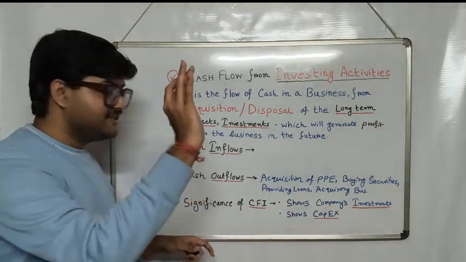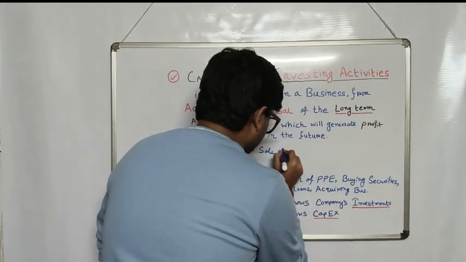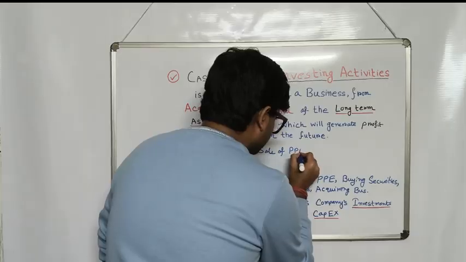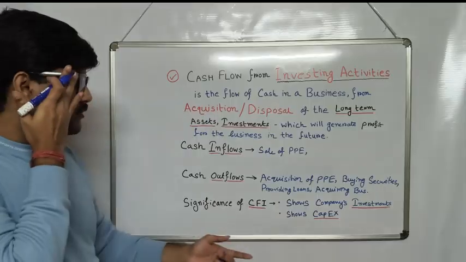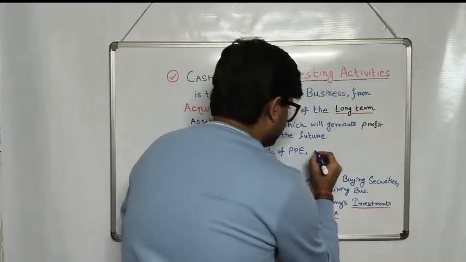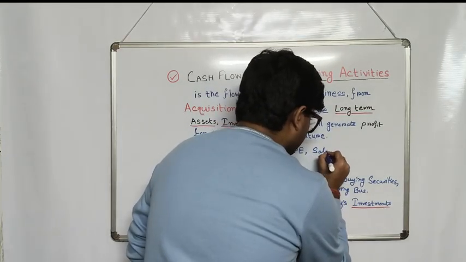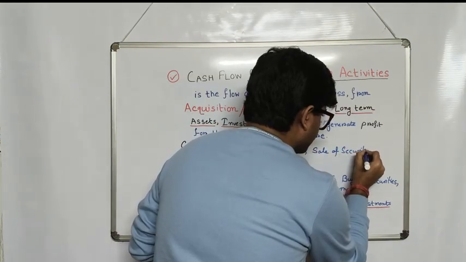we are selling the PPE, sale of a fixed asset, that will generate cash. Again, that we have bought securities here, so we will now be selling them. Okay, sale of securities.